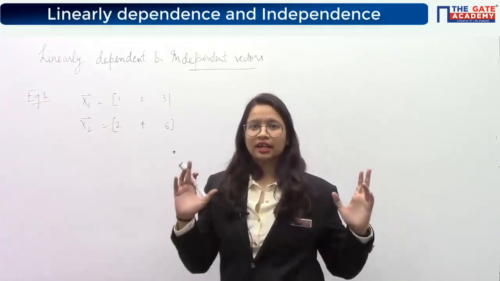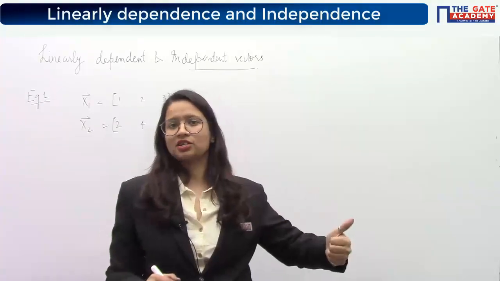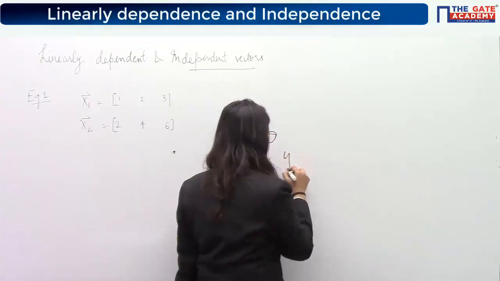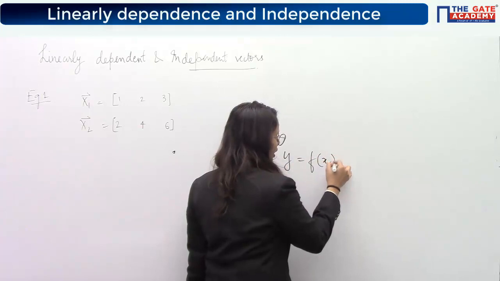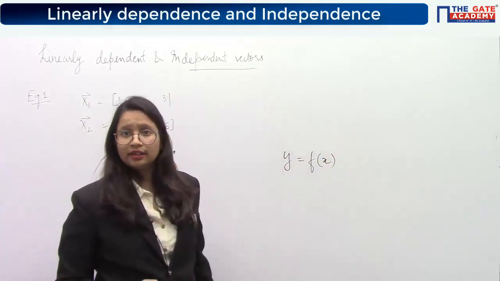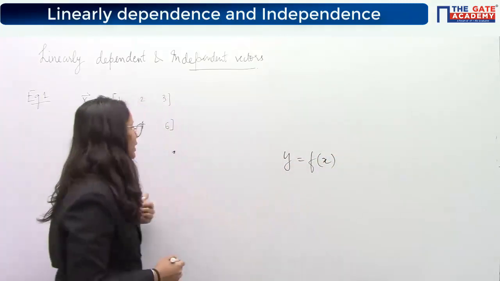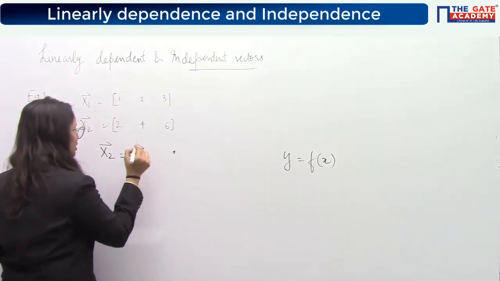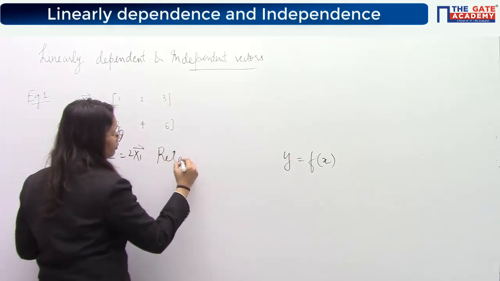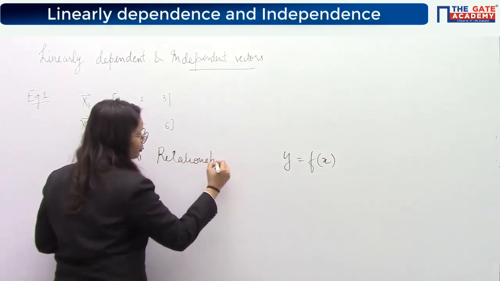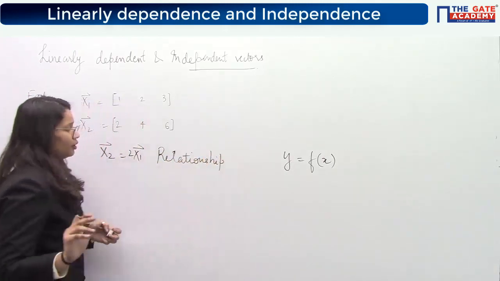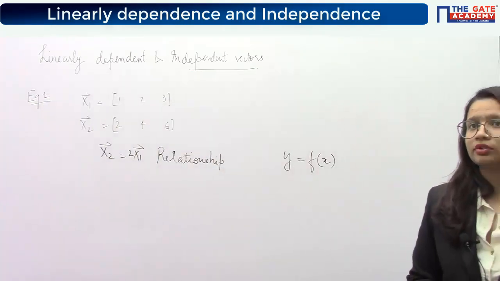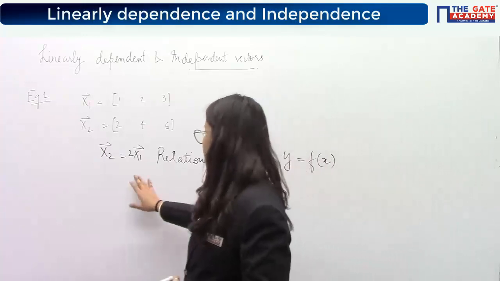All of these answers are correct. What I'm asking is the relationship among two quantities. If I say that there is a function y equal to f(x), then that means that this is the relationship. Similarly, you can say that here x2 is nothing but 2x1. This is a relationship among these two vectors. Yes or no? All of you are not wrong, but what I tried to ask you is what is the relationship between these two. So the relationship is like this.